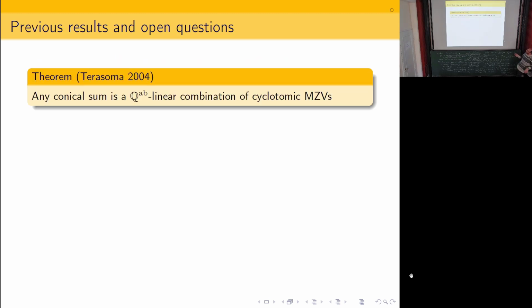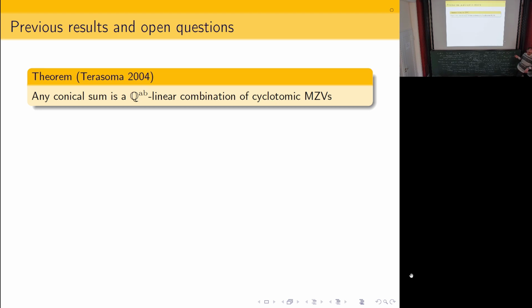They're all in Z cyclotomic because of this theorem of Terasoma, who was probably the first who considered this general family of conical zeta values, sums. So he proved that any conical sum is a linear combination, with coefficients which are roots of unity, of cyclotomic multiple zeta values. That's an important result. It tells you that this space is not so big after all. You're still in the setting of mixed Tate motives.